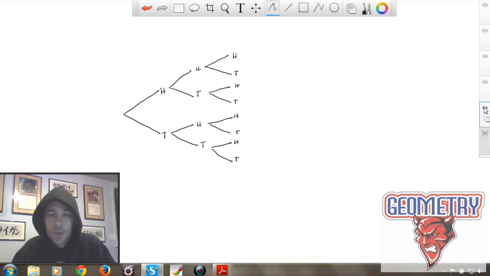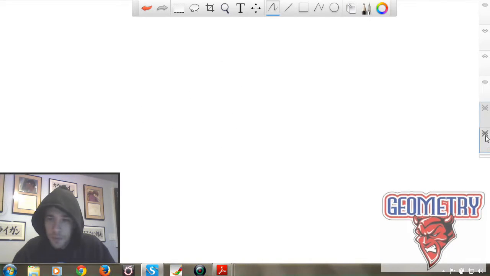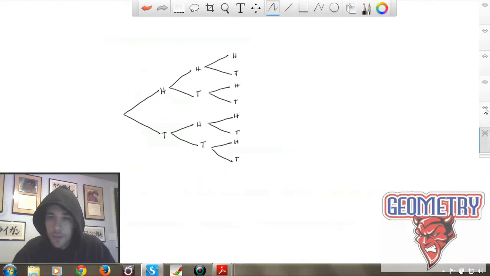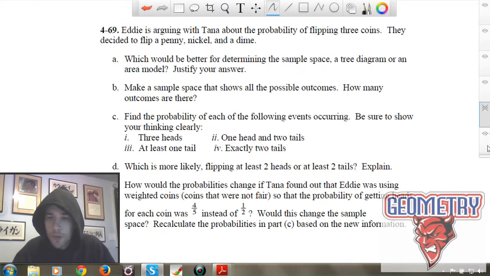Okay, so there's what our tree diagram should look like. Getting back to the question, how many outcomes are there? Well, that's easy. We just look at how many possibilities there are at the end here. And it looks like there's 1, 2, 3, 4, 5, 6, 7, 8. So there are 8 total possible outcomes from flipping 3 coins.